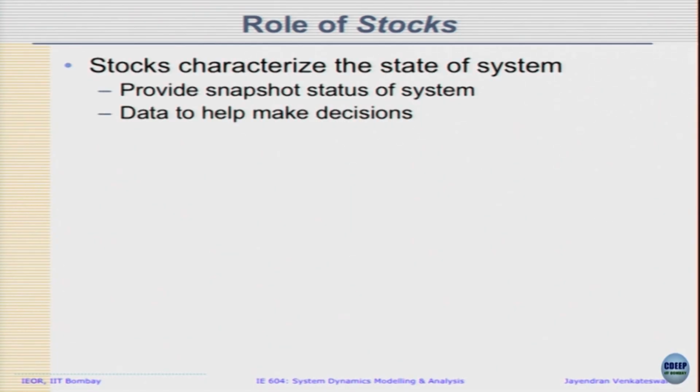Role of stocks. Stocks characterize the state of the system. It provides a snapshot status of the system and provides data to help make decisions. So, snapshot status means to make any decisions you need some information.